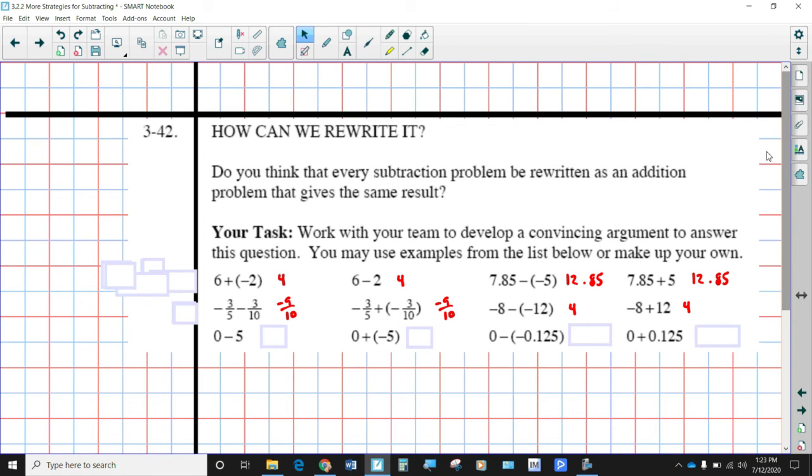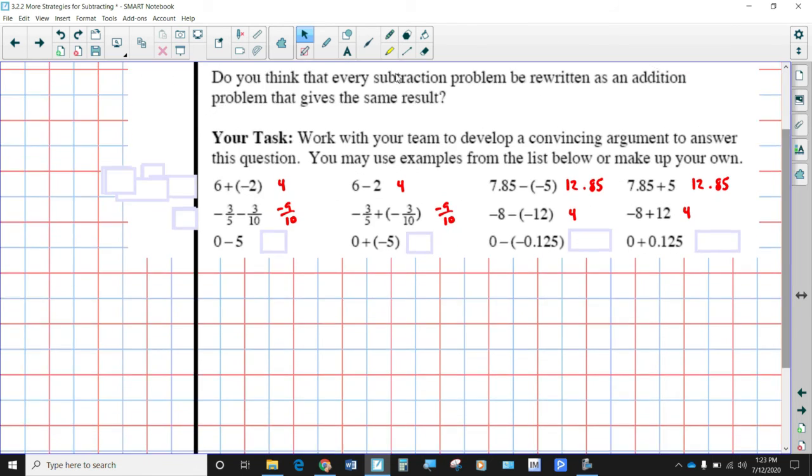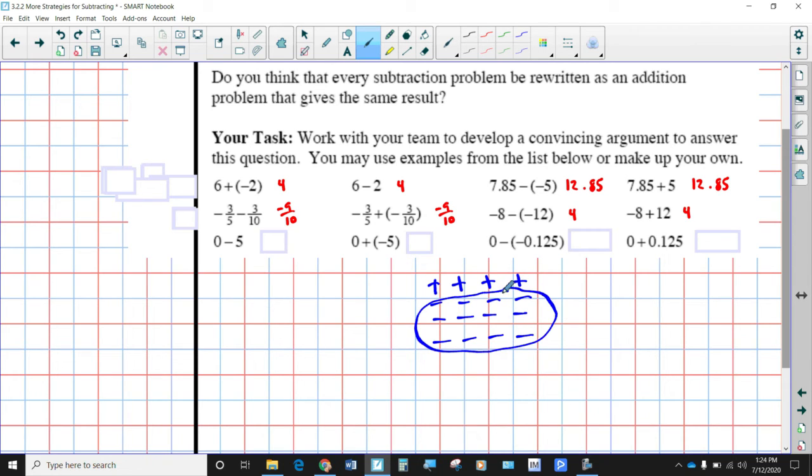If you don't believe me, I will actually prove that one. 1, 2, 3, 4, 5, 6, 7, 8. I'm supposed to take away 12 negatives, but I only have 8 negatives. So I'm going to add 1, 2, 3, 4 zeros. Now I can take away 12 negatives, and that leaves me with 4 positives. So that absolutely works.